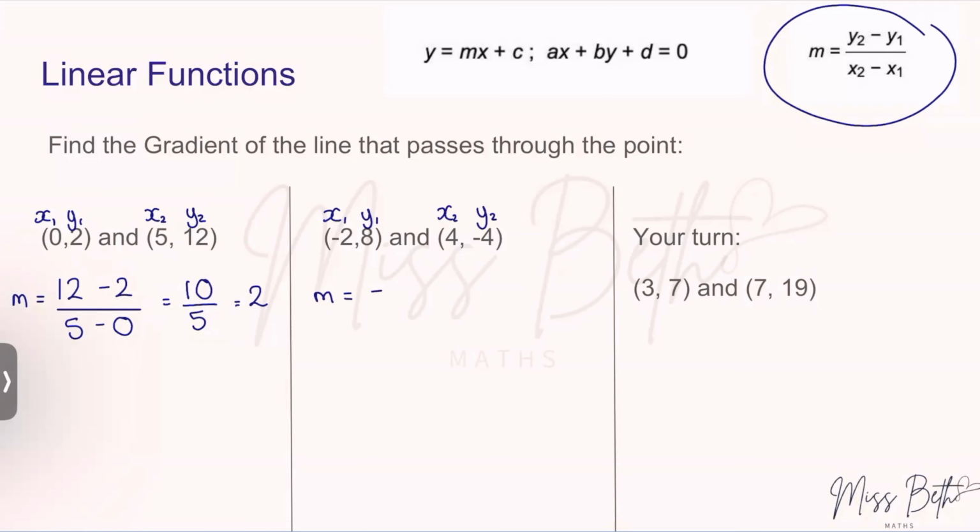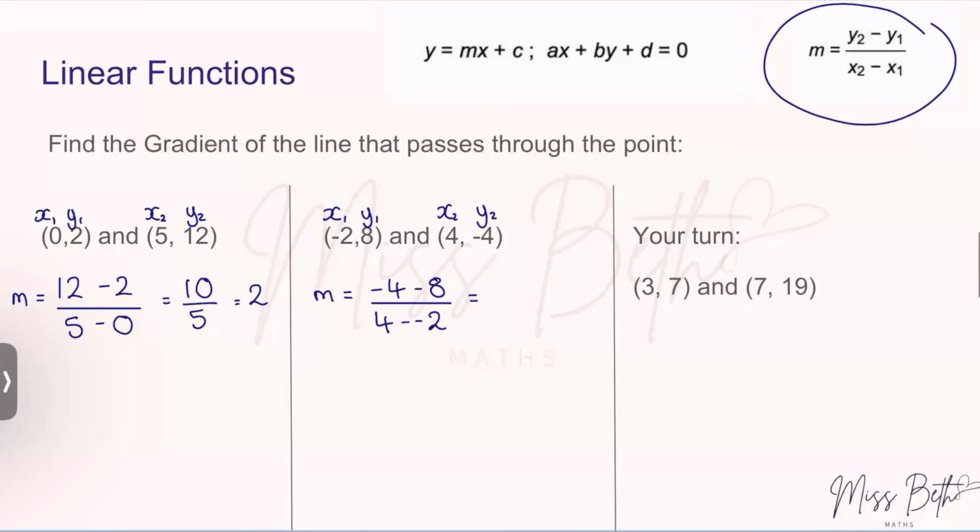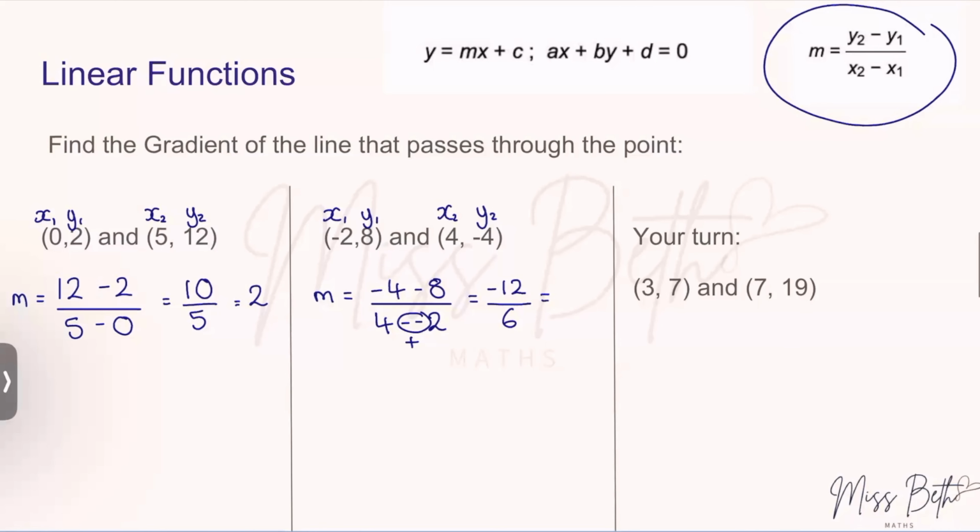So y2 is minus 4, subtract 8, and then we would have 4 subtract -2. Okay, so on the top, -4 take away 8 gives me a -12 over 4 subtract -2. Now remember that's a double negative, so we're going to add them. So over 6, -12 divided by 6 would give me -2.